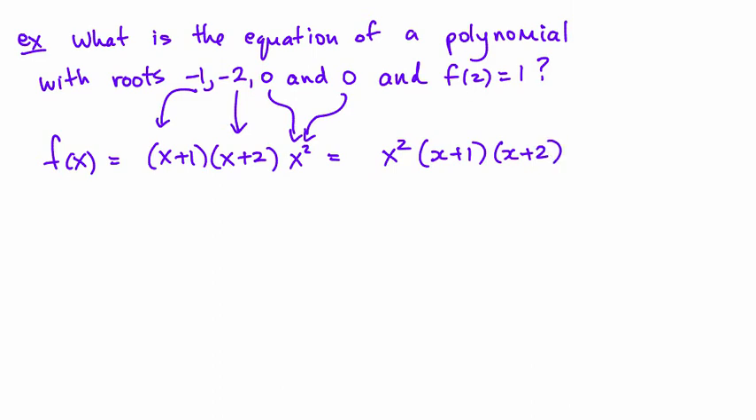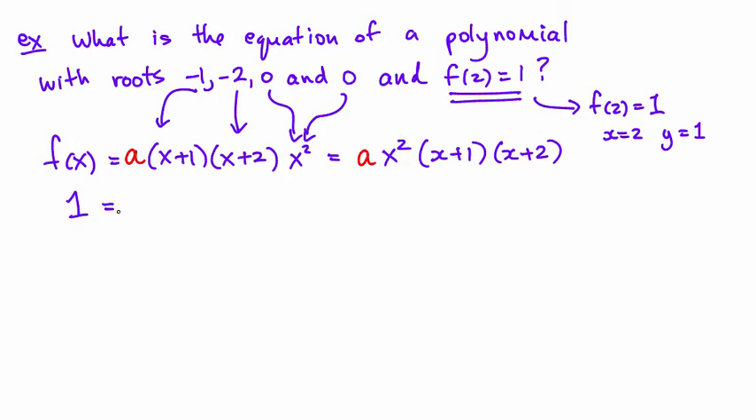But I also have to have it go through this point. And so one thing that we haven't really talked about is, what if we multiply this whole function by some value? We'll call it a. Well, now I can actually solve for that a value if I have some extra information. This extra information is f of 2 is 1, which means when x is 2, y is 1. So that means this whole function is worth 1 when the x value is 2.